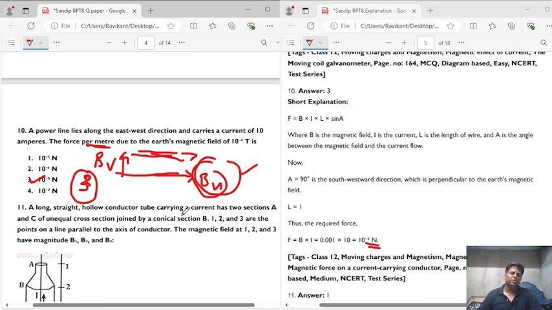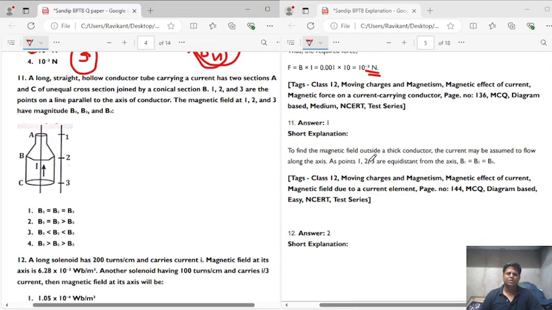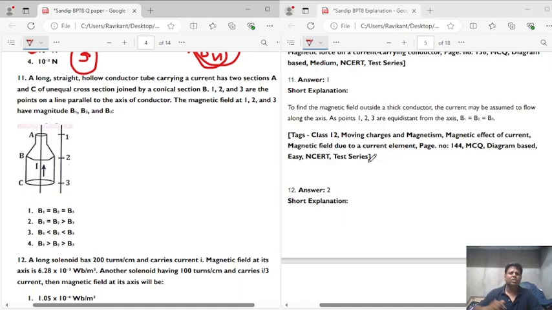So now let's get into question number 11. Question number 11 says that a long straight hollow conductor tube carrying a current has two sections A and C of unequal cross sections joined by a conical section B. 1, 2 and 3 are points on a line parallel to the axis of the conductor. The magnetic fields at 1, 2 and 3 have magnitudes B1, B2 and B3. Then we have to find the relation between B1, B2 and B3.